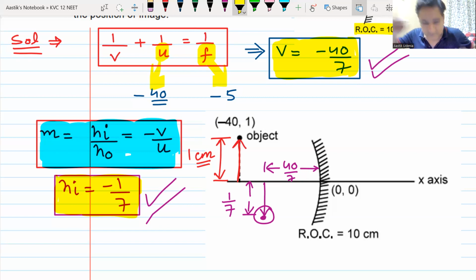Can I have raised hands from everyone that we understand this? Great. So this is one question that I needed to do. We have done this, and then I will now give you two simple formulae and one question based on those formulae, and we are done with your reflection part.